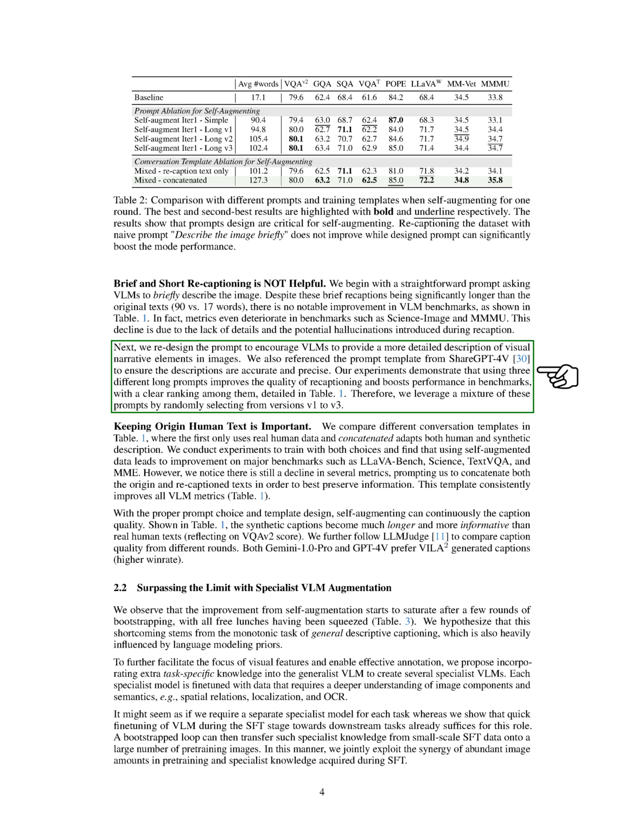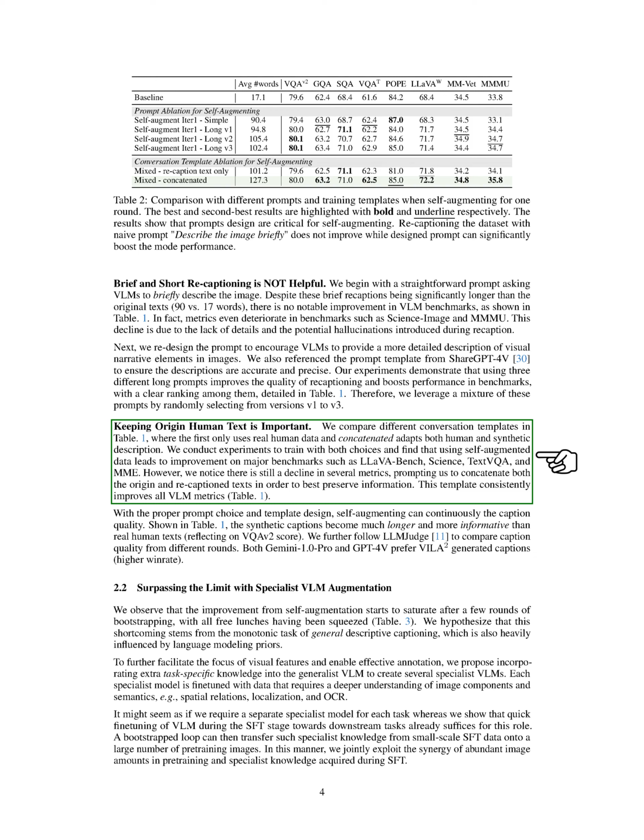We also recognized the importance of keeping the original human text. We compared different conversation templates, where one used only real human data and another combined both human and synthetic descriptions. Our experiments indicated that using self-augmented data improved major benchmarks like LLaVA Bench, Science, TextVQA, and MME. However, we still observed declines in several metrics, which led us to combine both the original and recaptioned texts to best preserve information. This approach consistently improved all VLM metrics.